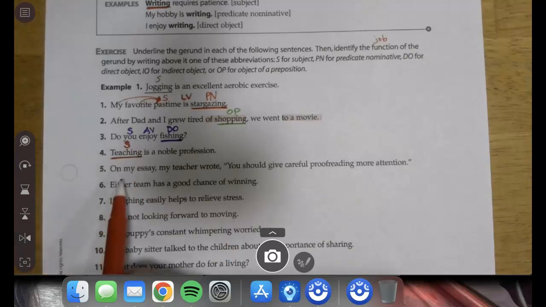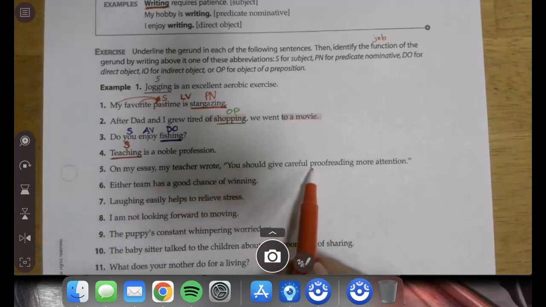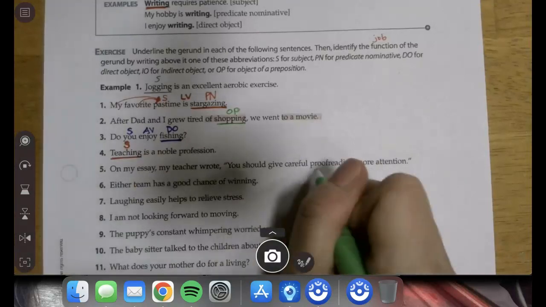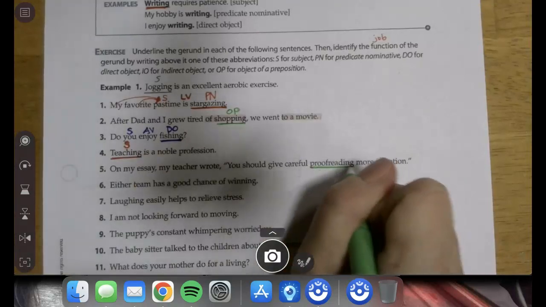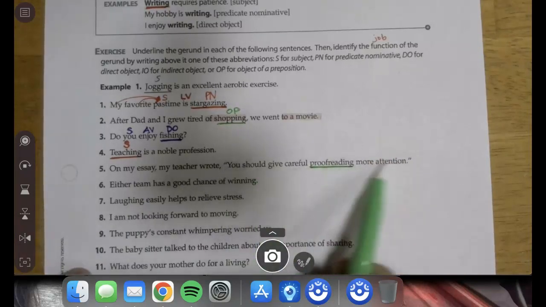All right, on the next sentence, we've got a quote. So when you look at dialogue, you sometimes have a sentence within a sentence. On my essay, my teacher wrote, "You should give careful proofreading more attention." So I'm only going to focus on the part of that sentence that has the gerund in it, which is proofreading, the verb that ends in ing.